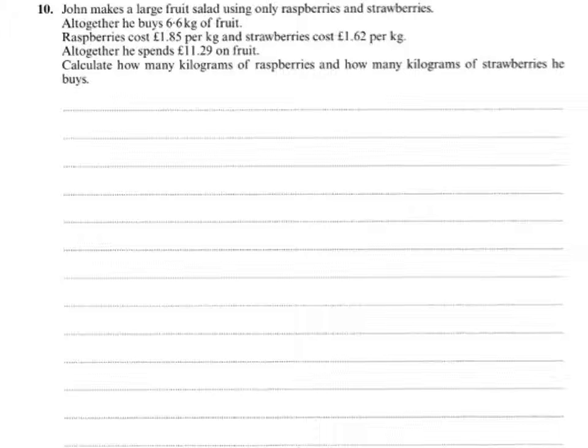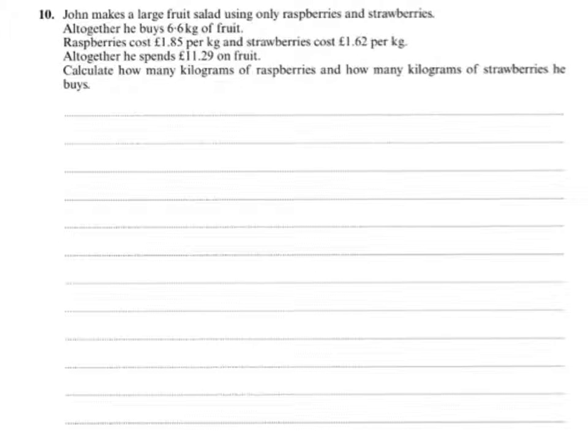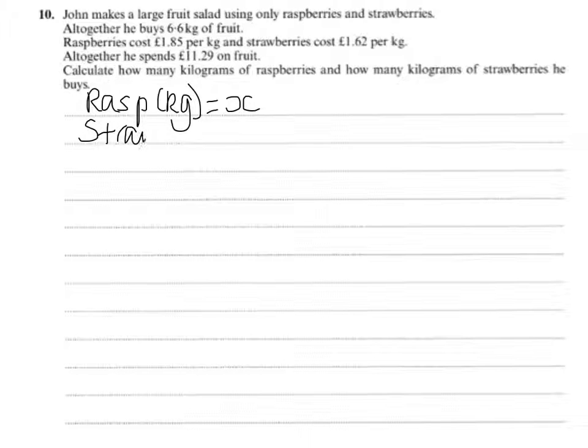So first let's just set out what letters I'm going to use for this. So we've got the amount of raspberries in kilograms, and you can call this whatever letter you want. R, I'm going to use X, you can choose whatever letter you want, and also the amount of strawberries in kilograms, I'm going to call Y. But again, you could have used R and S. It's just that sometimes an S looks a little bit like a 5, so this way it's less confusing. Okay, so that's what we call the weights.